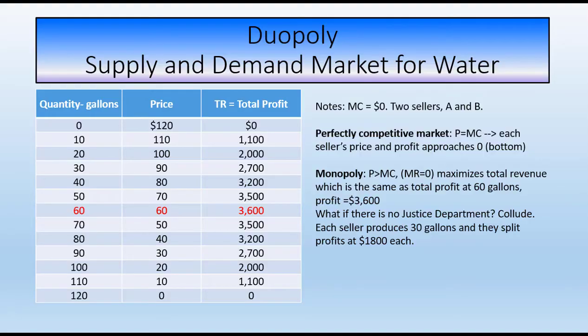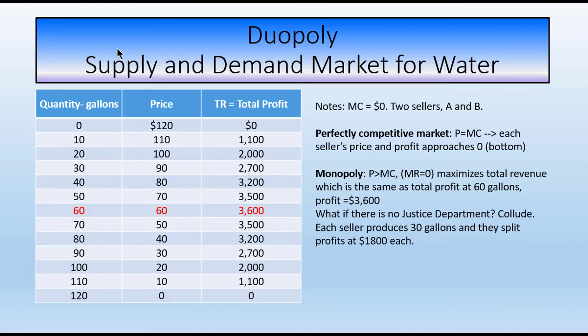Before we try to translate the duopoly water problem into a prisoner's dilemma payoff matrix, let's review the slides that we've looked at earlier. Here's the supply and the demand schedule, and quantity and price are listed. Total profit, recall, marginal cost equals 0. There's two sellers, A and B, but set aside the two sellers for a second. Let's assume for a moment that there are many players in this market.